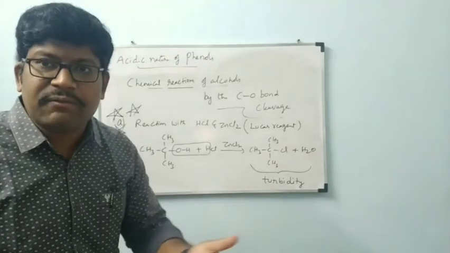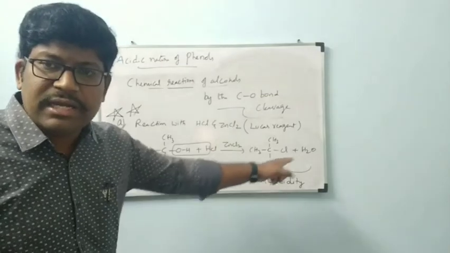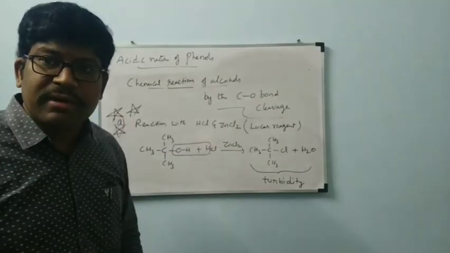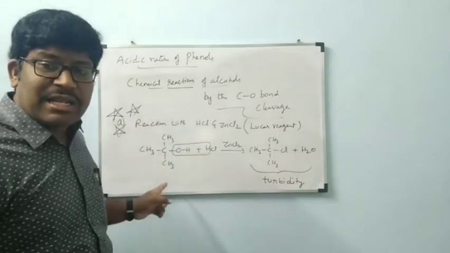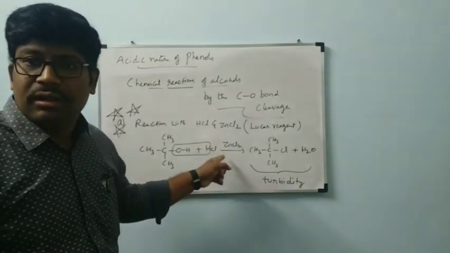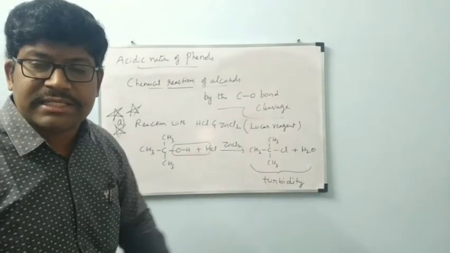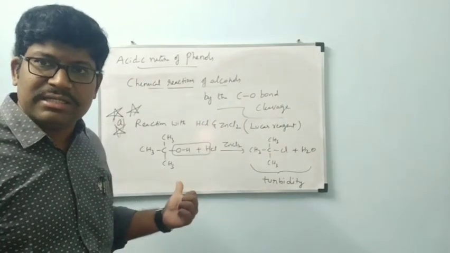Why is turbidity formed? Because haloalkane is formed immediately. Haloalkanes are not dissolved in water, so the turbidity will be formed immediately. If it is a secondary alcohol that reacts with Lucas reagent, the product forms after 5 minutes, because secondary alcohols are less reactive when compared to tertiary alcohols.